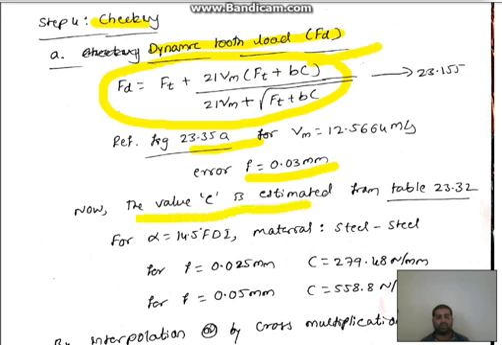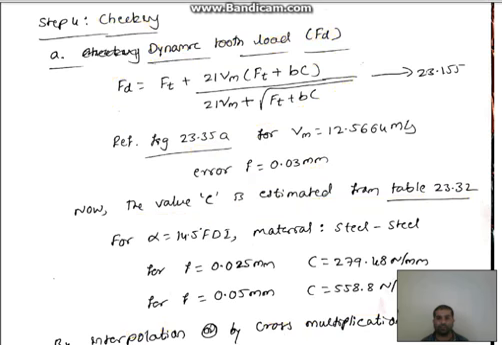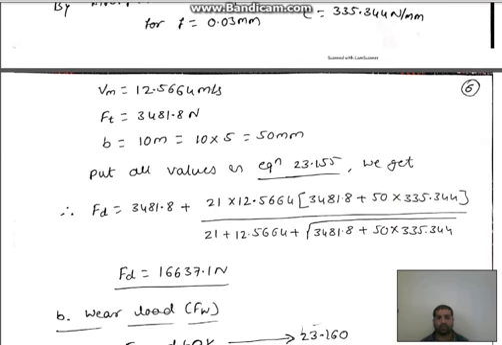Now the value of C is estimated from the table 23.32. For the error 0.03 mm, there is no value of C. Hence, we do interpolation method or cross multiplication method. Then calculate the value of C. Substitute all these values in the equation 23.155. We get the dynamic tooth load.